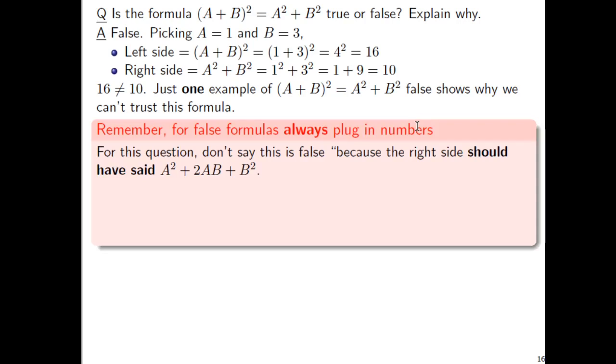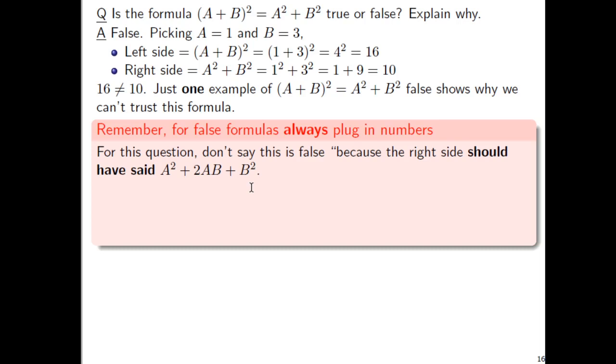Now, just please remember that for false formulas, you must always plug in numbers. Just no exception to this for false formulas, okay? For this question, for instance, sometimes people will compare the left side of this formula to the previous slide where we looked at a true formula. And some people will say, oh, this formula is false because the right side should have said a squared plus 2ab plus b squared. Well, instead of comparing it to something else and talking about what maybe it should have said, for a false formula, the whole point is to really provide an argument that would really help out a peer who might be trying to use this false formula.